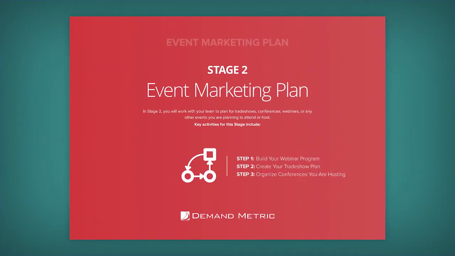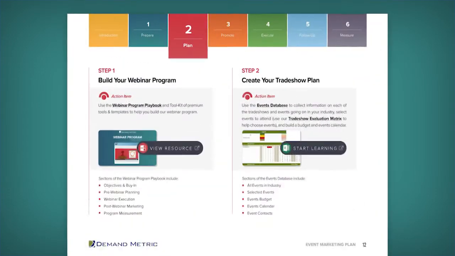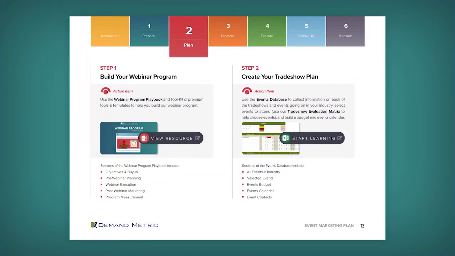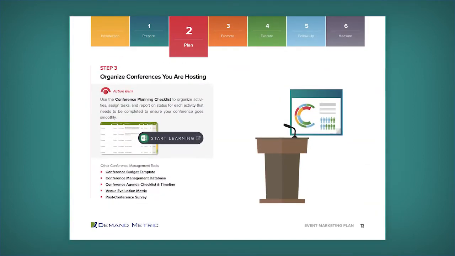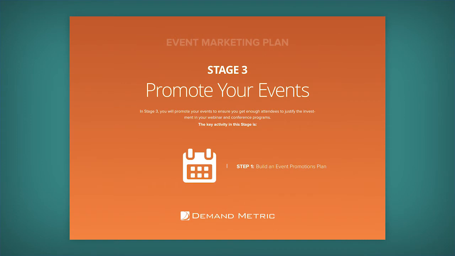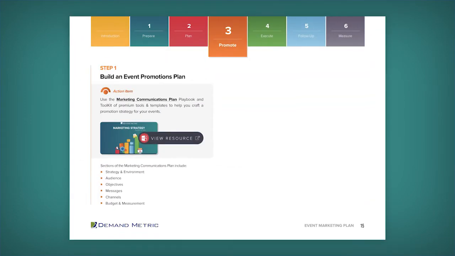In stage 2, we're going to focus on the event marketing plan. And here it's going to start by building your webinar program, creating your trade show plan, and then organizing conferences that you are hosting. In stage 3, we're going to move into promoting your events. And here, your one and only step is to build an event promotions plan.